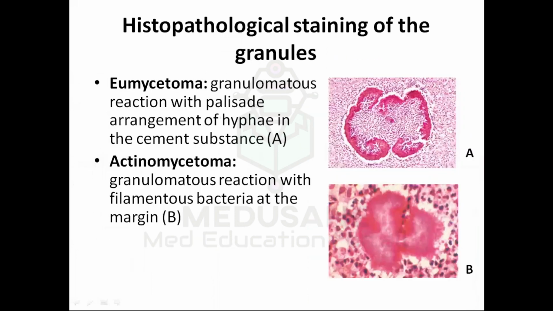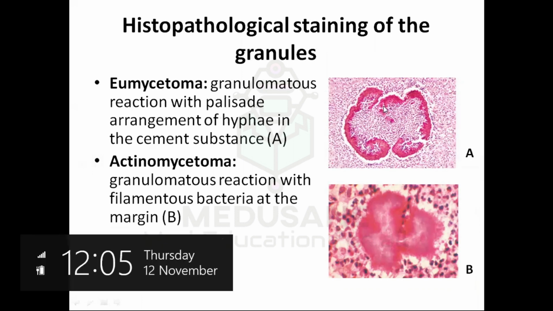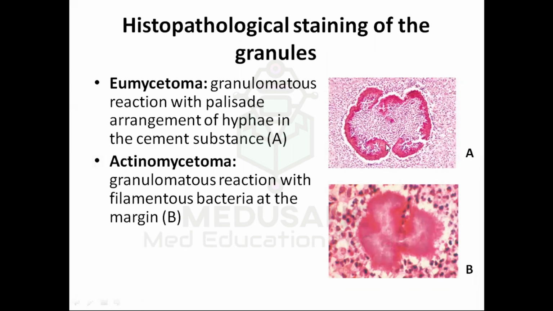Then the histopathological stain we use for mycetoma shows a granulomatous situation with a palisade arrangement of hyphae in a cement substance. Here we can see the edges, which is very clear. This is the granulomatous arrangement of filamentous bacteria at the margin. We can see the bacteria at the core, which is radiating.